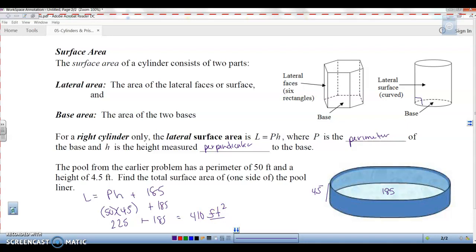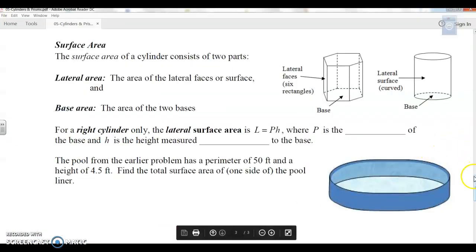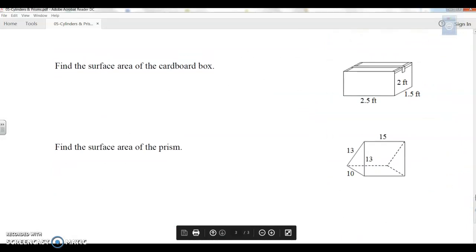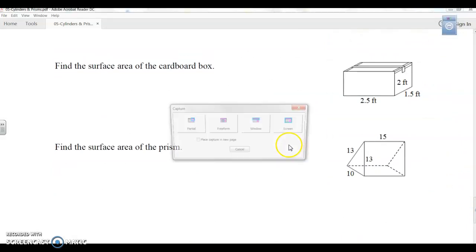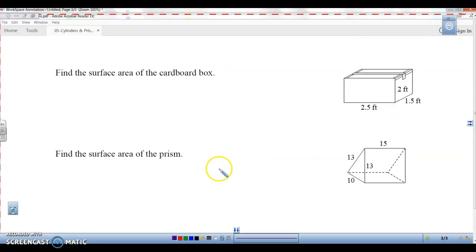Okay, so now what if I wanted to find the surface area of something? Let me move down to the next problem. All right, surface area of a cardboard box. Okay, now surface area, remember, is defined as the area of all the surfaces added together. How many surfaces does a rectangular box have? Well, it has 6 surfaces, or 6 faces. Okay, now some of them are the same.